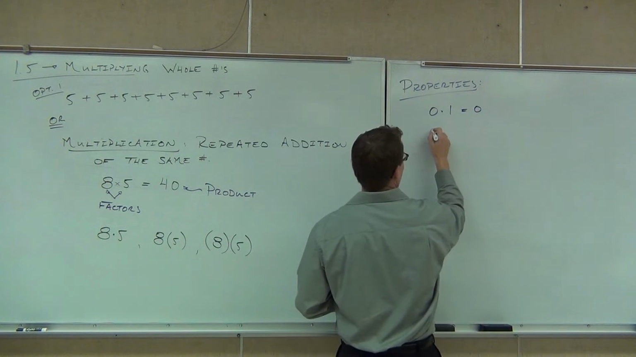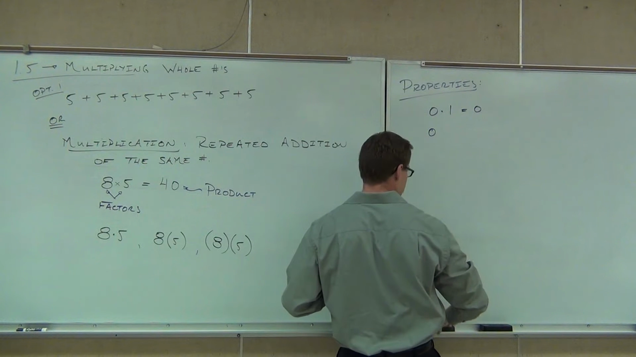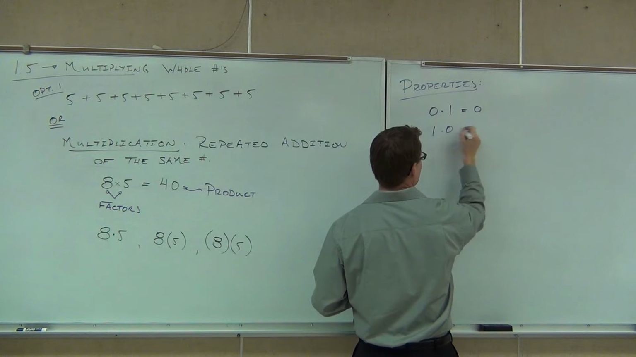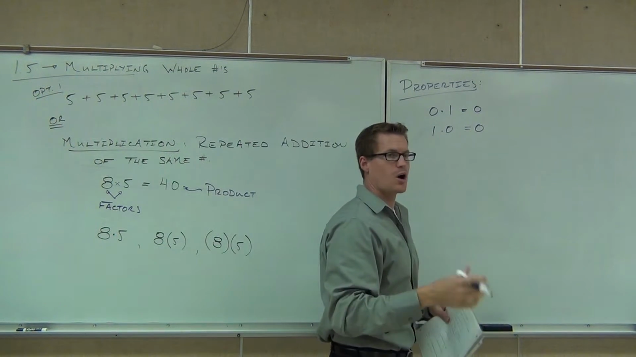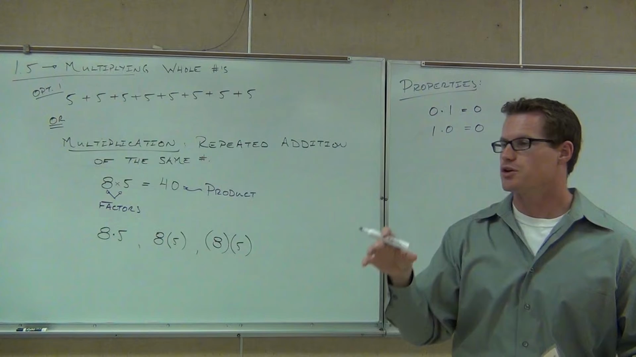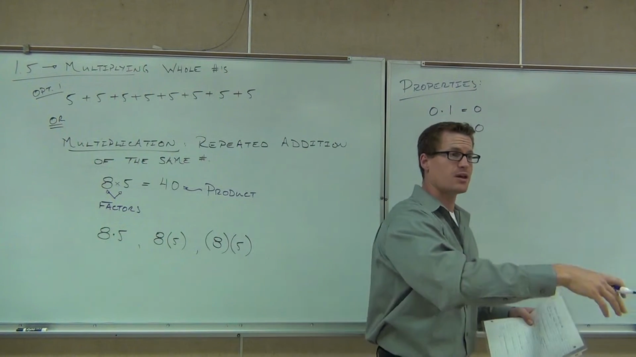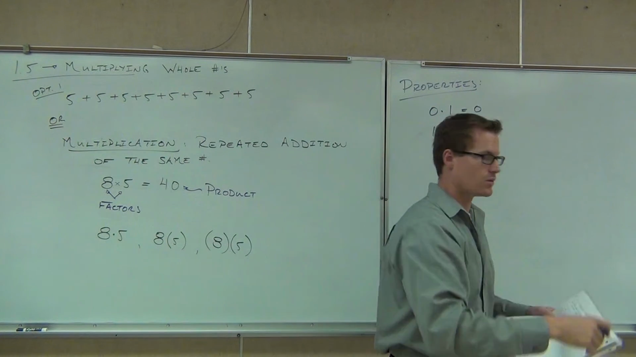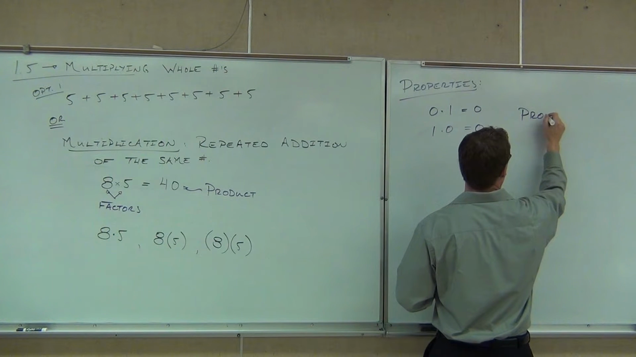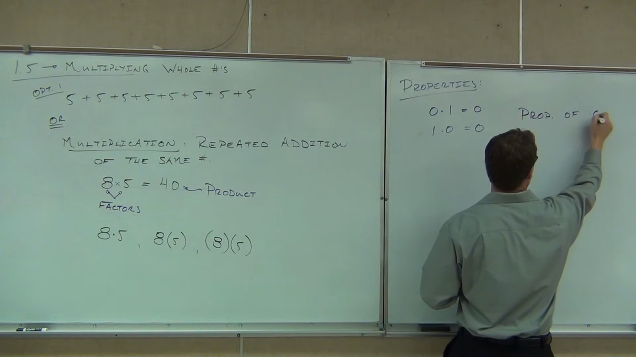What happens if I do it the other way, like 1 times 0? Does it make a difference? 0. Oh, it's still 0. This is called the property of 0 for multiplication. If you multiply 0 by anything, or anything by 0, you're going to get 0. The property of 0.